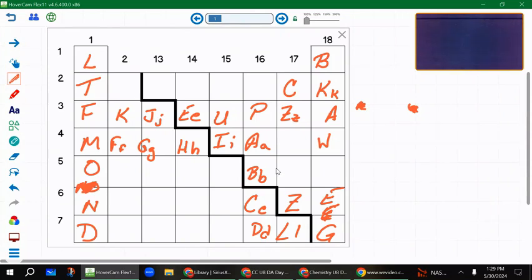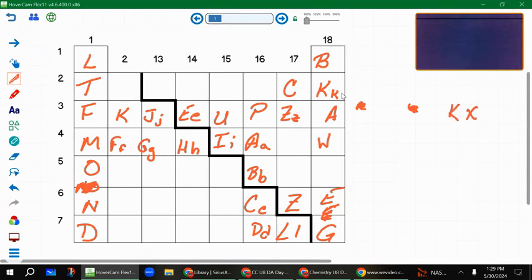X is a second period element that reacts with K to form KX. Second period element. All right, where's K? What's its charge? +2. So what has to be the charge of X? -2.